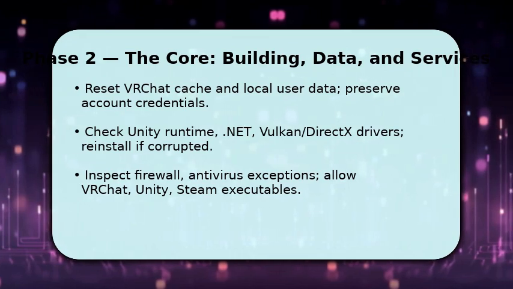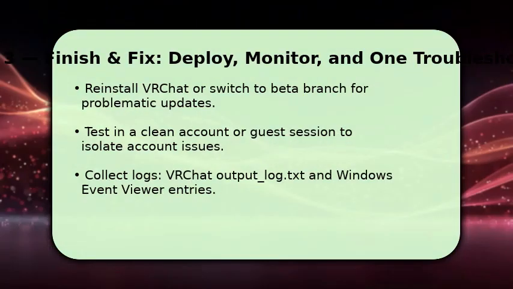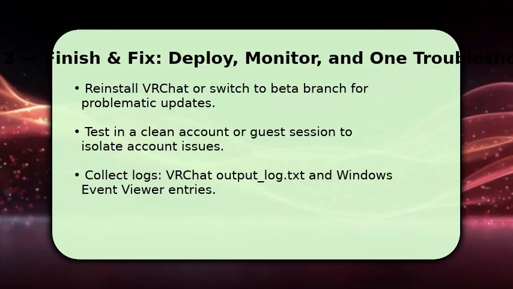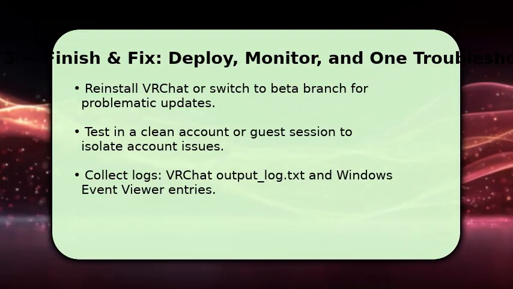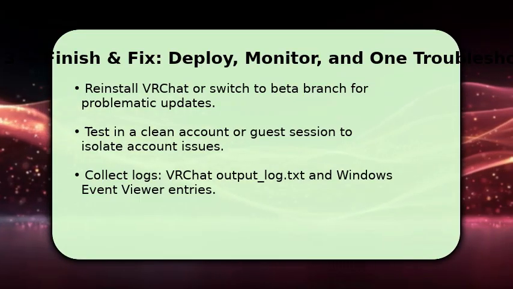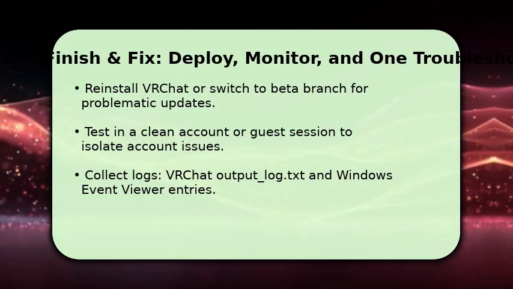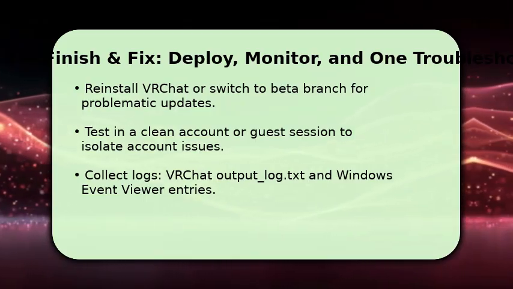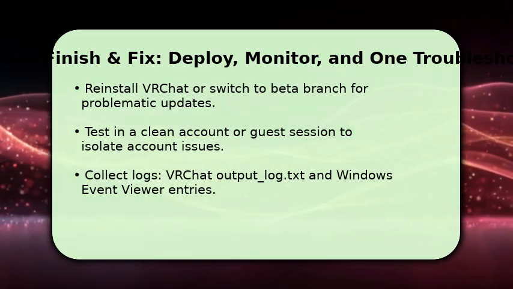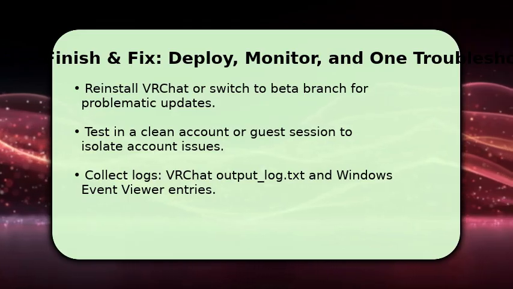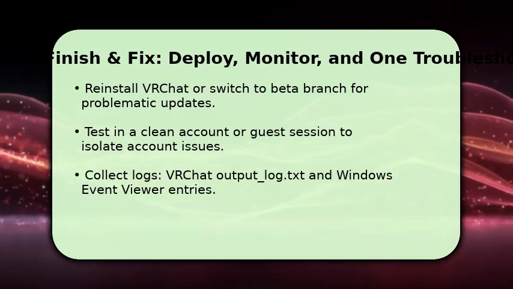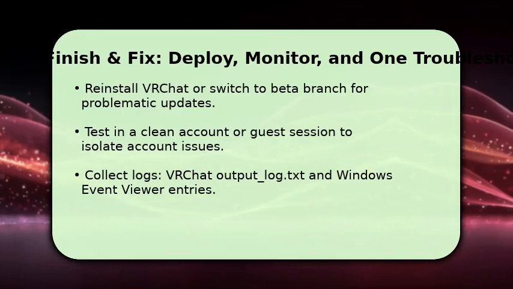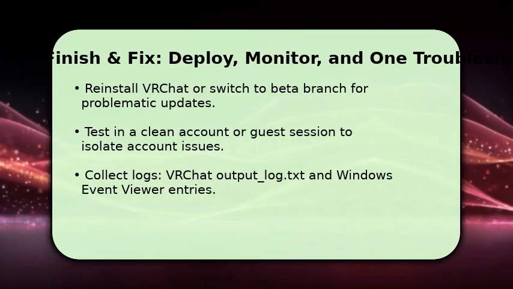To finish, reinstall VRChat if earlier steps failed, or opt into the public beta to bypass a bad release. This often resolves recent regressions. Then, log in using a fresh account or guest session to determine whether the problem is account-specific versus system-level. If issues continue, gather logs, the VRChat output log, TXT and Windows Event Viewer entries, and review timestamps.